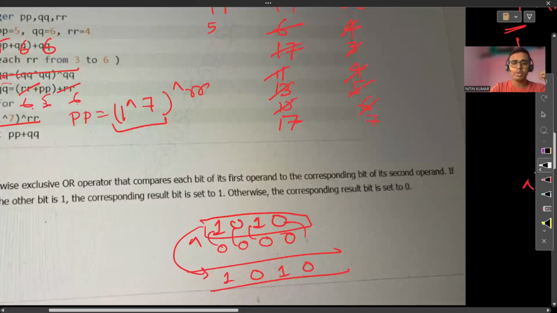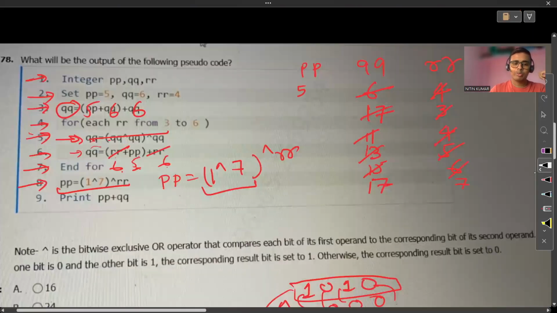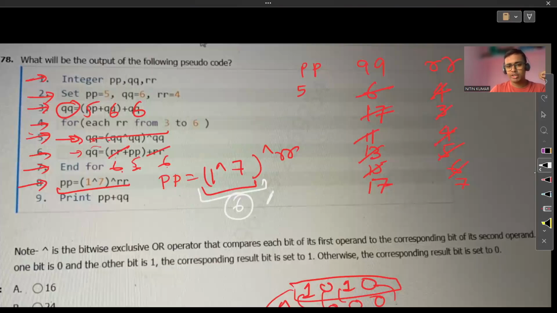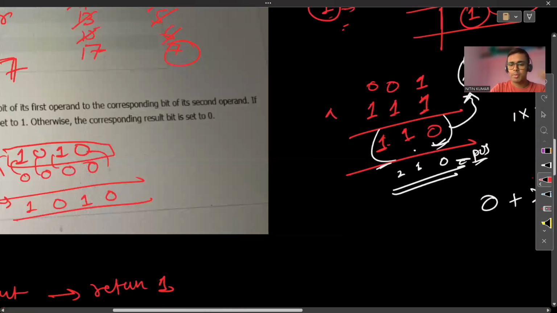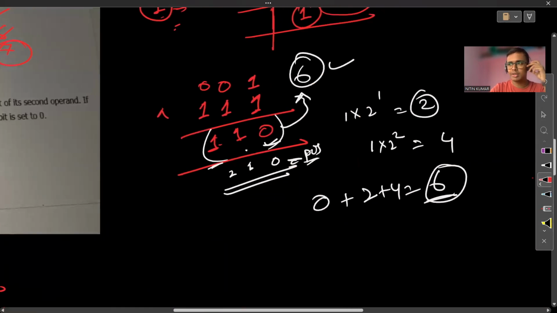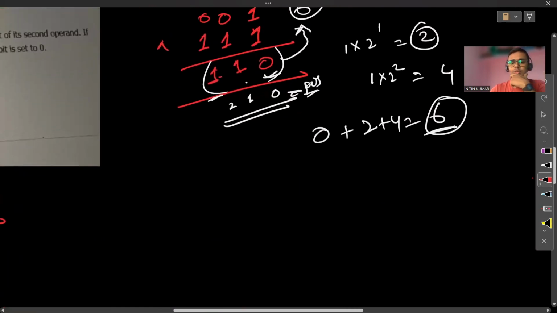But here one more thing is written. After getting these two, the value returned is 6. Now I am taking XOR of 6 with whom? XOR of 6 with the RR. And the current value of RR is what? 7. Understood this now? There is one more technique, but let me do it here. So 6 XOR 7.